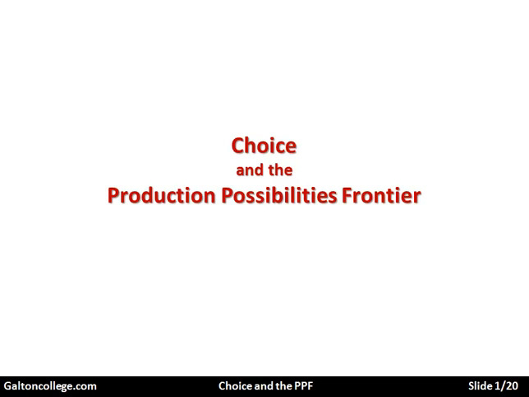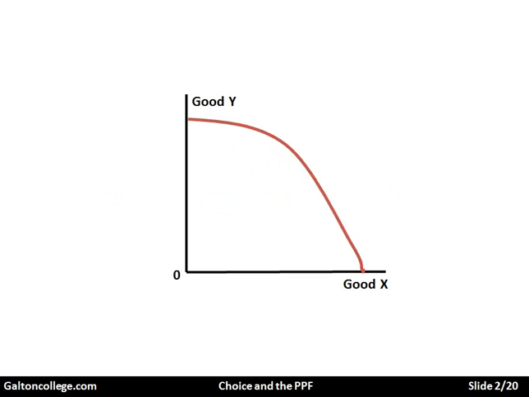In this video we want to talk about choice and opportunity costs. Now these are two very important topics in economics, and we're going to do this with reference, I should say, to the production possibility frontier. Now the production possibility frontier can be represented in this way.